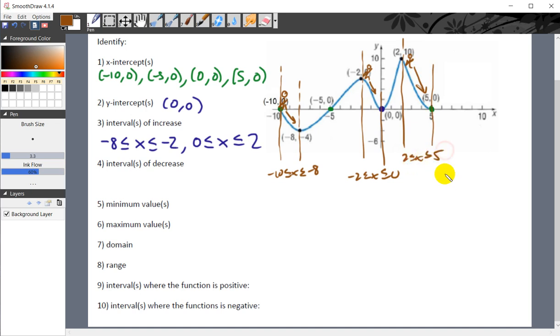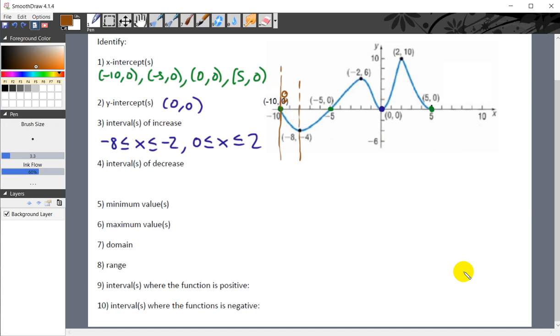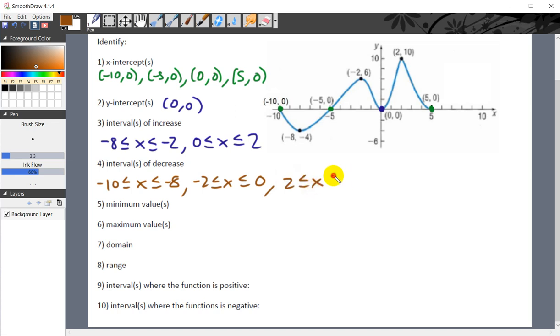So it looks like it's going to be 2 until 5. Okay, so that would represent our intervals of decrease. Let's go ahead and write that on the side so we know what we're referring to. So it goes from -10 until -8, -2 until 0, and 2 until 5.